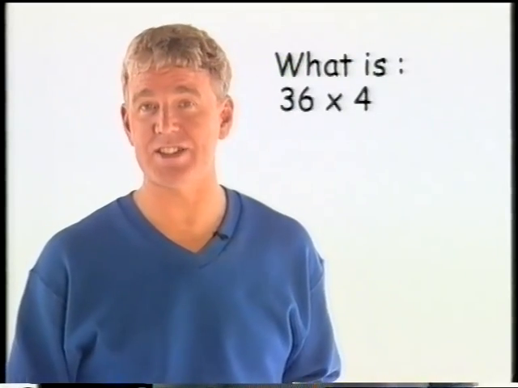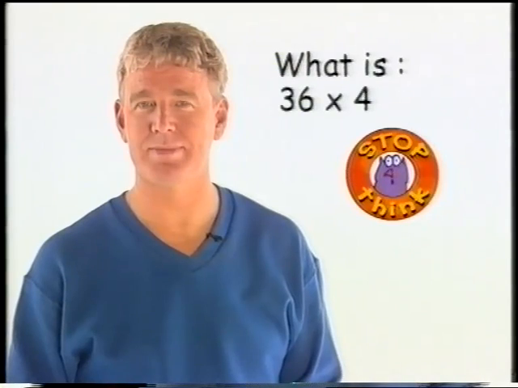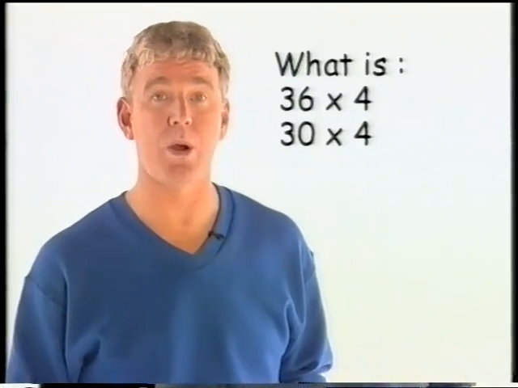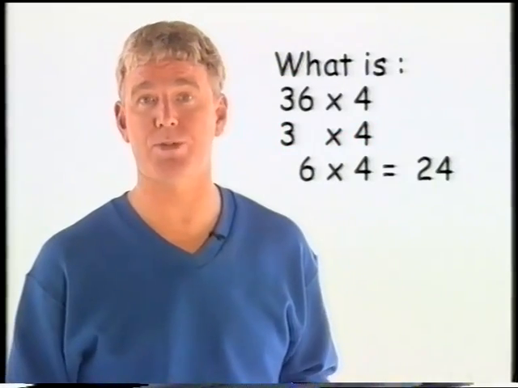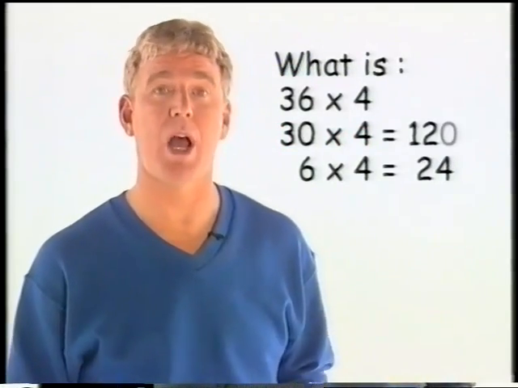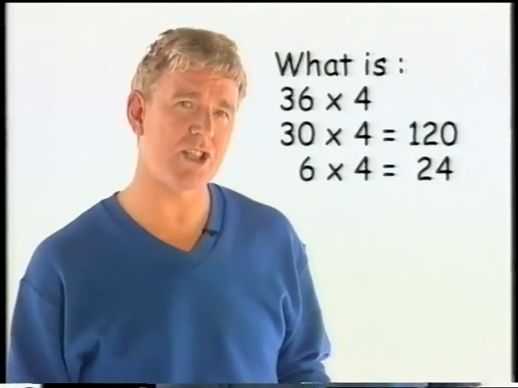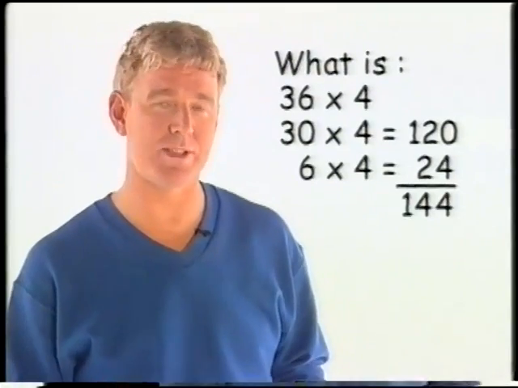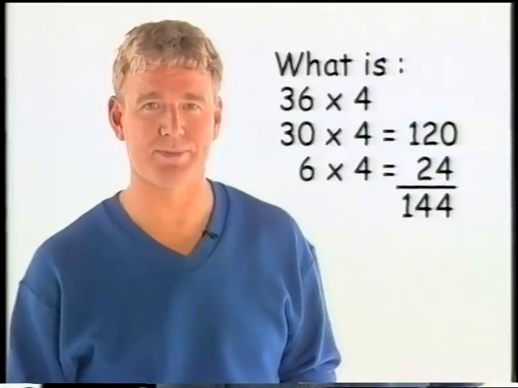What's 36 times 4? Have a think. 36 times 4 is the same as 30 times 4 plus 6 times 4. 30 times 4, 3 times 4 is 12, so add the 0, 120. 6 times 4 we know is 24. So the total is 120 plus 24, which is 144. How did you do? On to the next question.